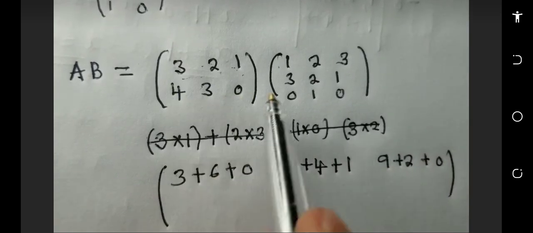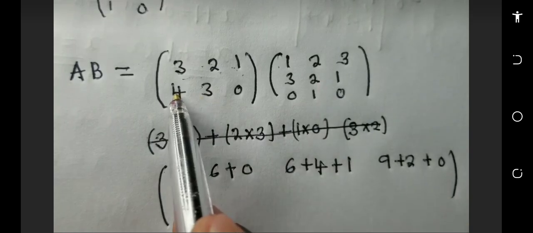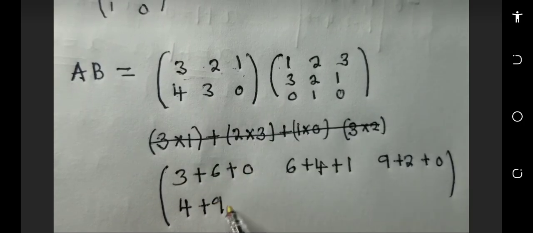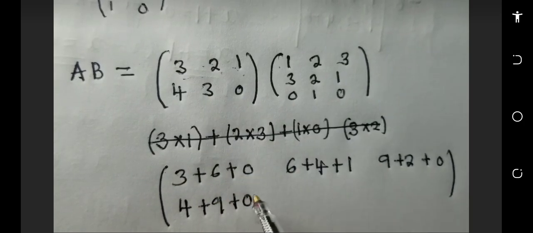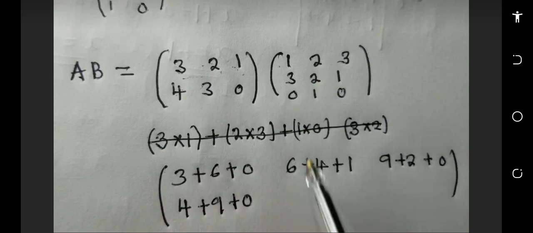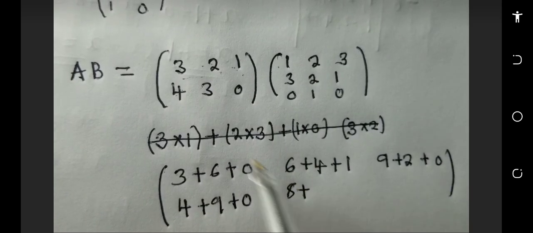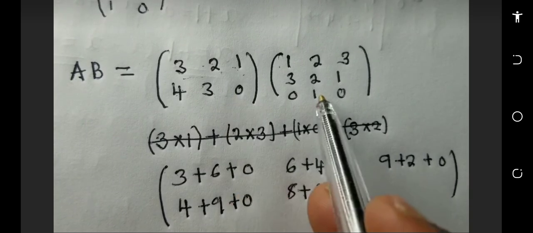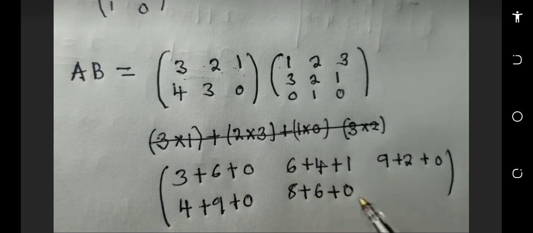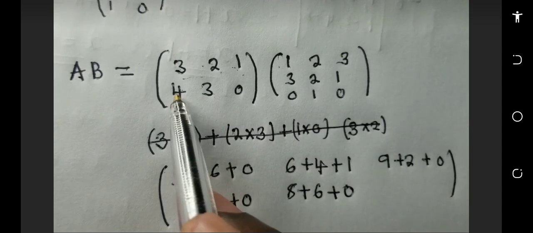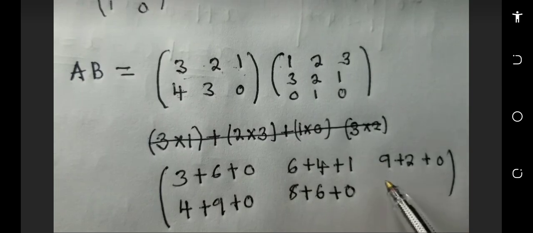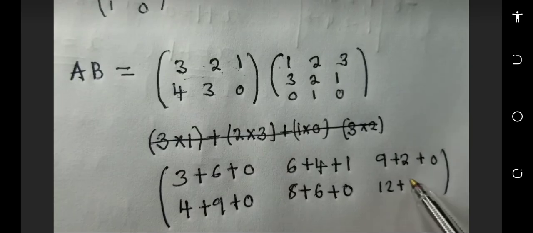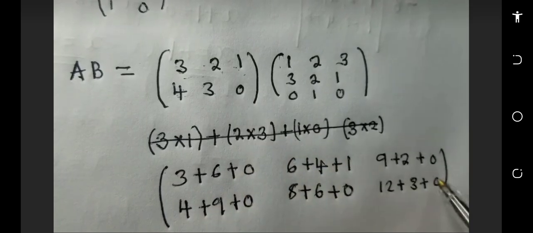Next, we come to this row, also to be multiplied by this. So 4 times 1, that's 4, plus 3 times 3, 9, plus 0 times 0, that's 0. 4 times 2, 8, plus 3 times 2, that is 6, plus 0 times 1, that is a 0. Again, we come to this one and this: 4 times 3, that's 12, plus 3 times 1, that is 3, plus 0 times 0, that's a 0.